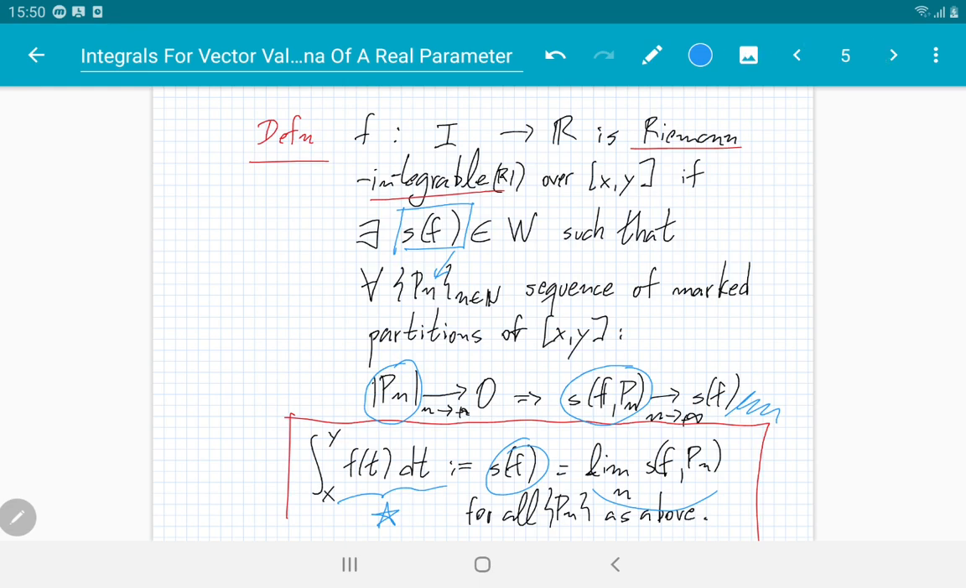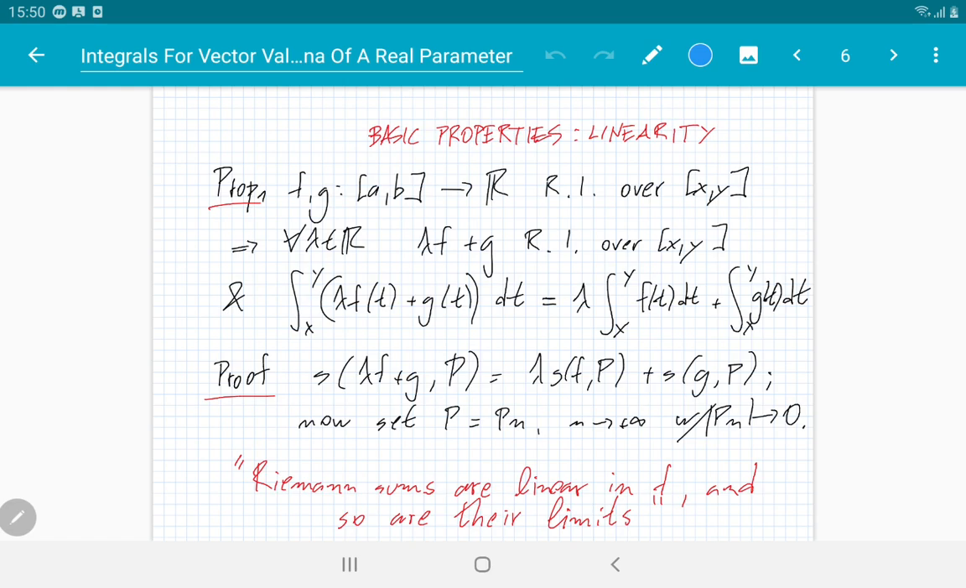Okay. Basic properties of this. So first one is the linearity, right? So if I take f and g, they're both Riemann integrable, and I compute lambda f plus g for a scalar lambda, I argue that lambda f plus g is Riemann integrable, and its integral, which is over here, is a linear combination of the integrals of f and g, well, with the right coefficient, the same lambda here.